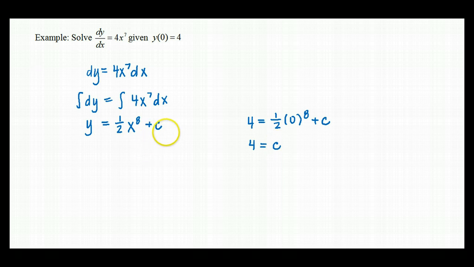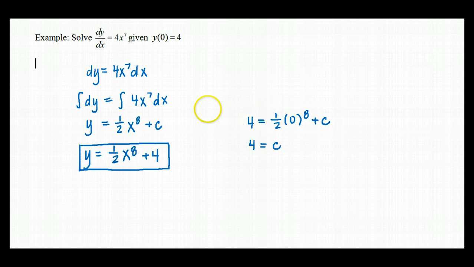4. So now the last step is to write the specific solution, 1/2 x to the 8th plus 4. So that one's pretty similar to the last one, and it won't always be the case that the x value that we substitute in is 0, making our constant always 4. We're going to see an example next where we have a different form of an initial condition.